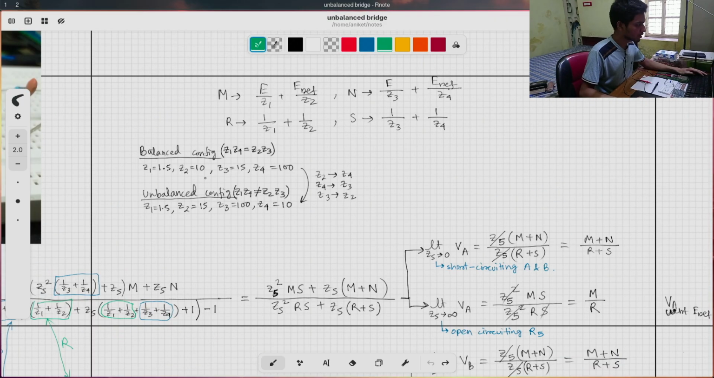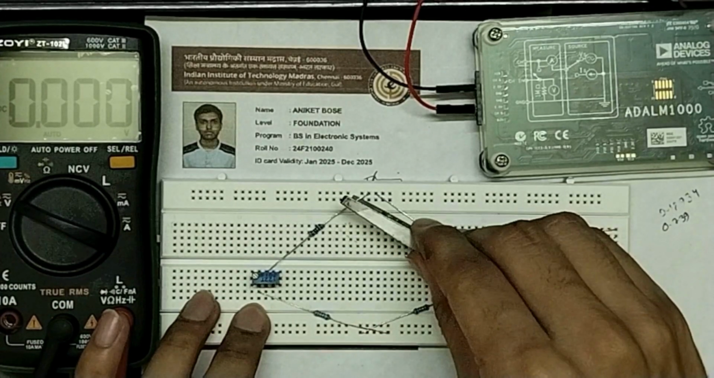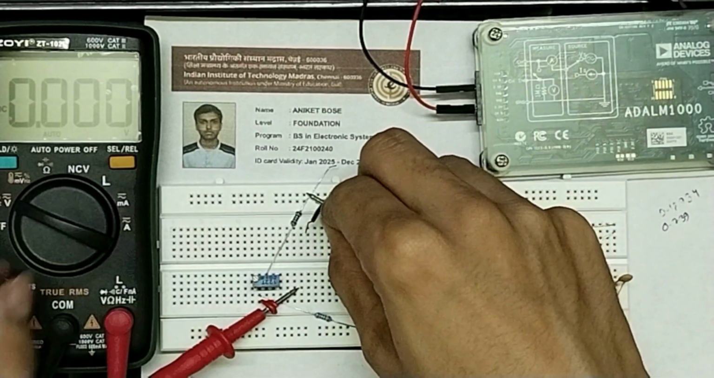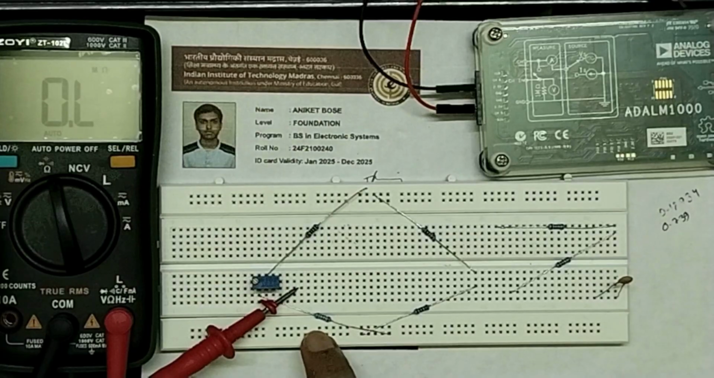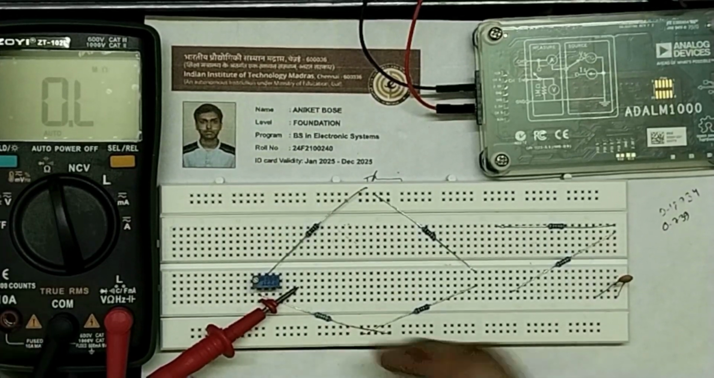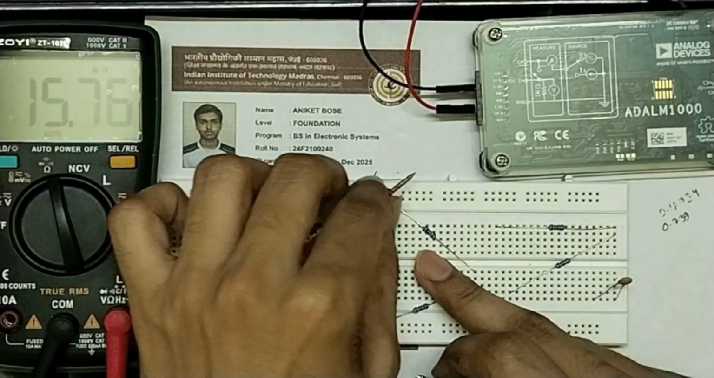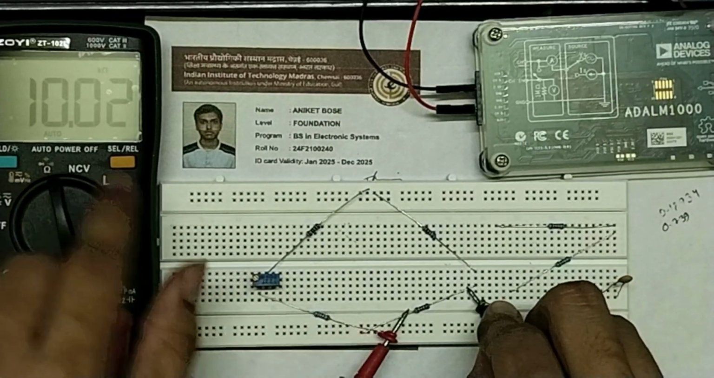Now to get to the unbalanced configuration, what I have done is replace Z2 with Z4, Z4 with Z3, and Z3 with Z2. As you can see, if I do this replacement, then Z1 Z4 will not be equal to Z2 Z3. So let's check that out in the circuit. Now let's measure them to see if they are correct or not. I didn't change Z1 from its place, so Z1 is 1.5 kilo ohms as it was previously. Now Z2 has become 15 kilo ohms. Now Z3, which is this, will be 100 kilo ohms, 100 kilo ohms, and Z4 is 10 kilo ohms.